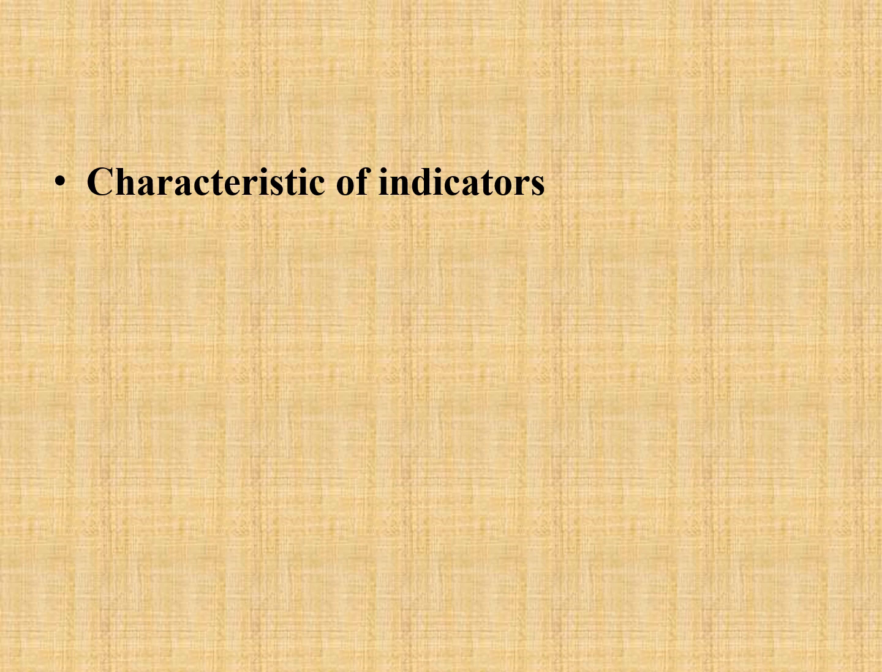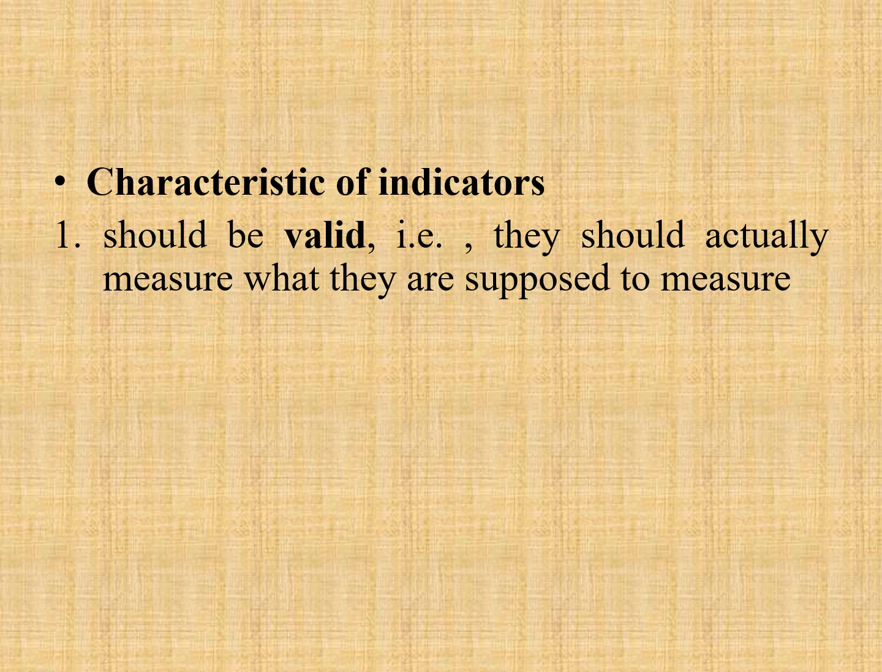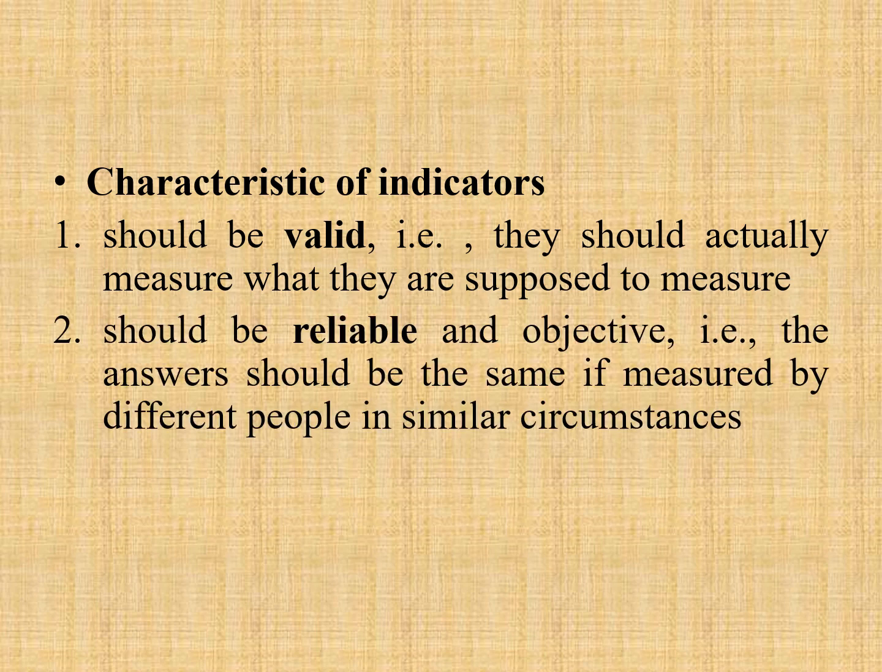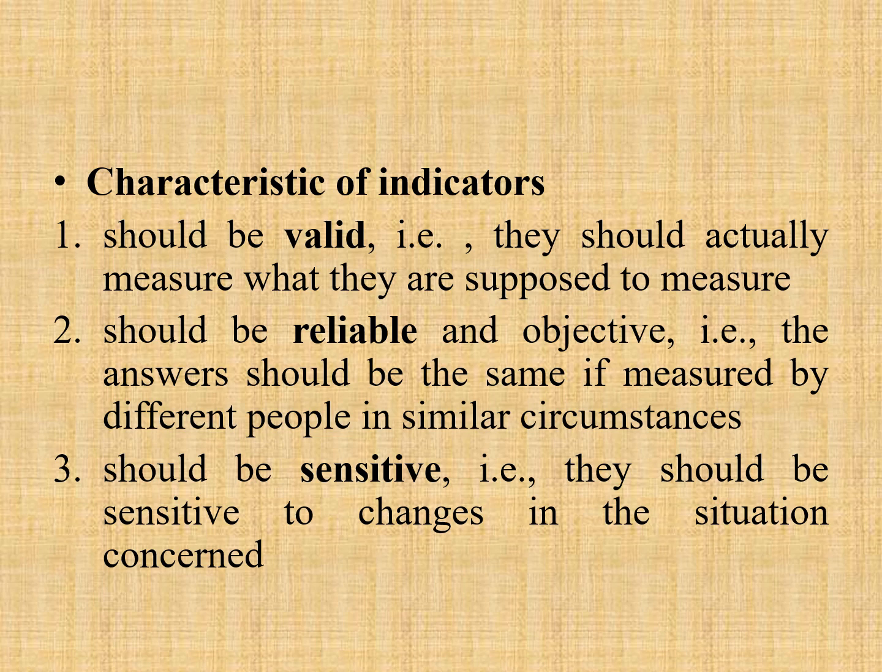So what characteristics must an indicator possess? Ideally, the indicator should be valid. That means it should actually measure what it is supposed to measure. The next characteristic is reliable, also called repeatable. The answer should be the same when measured by different people in similar circumstances. That is, the indicator should give the same, repeatable or reproducible result if it is measured by two different investigators.